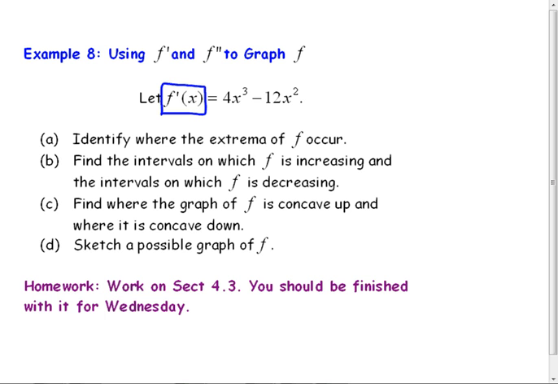So this is clearly okay everywhere. There's no places where it's undefined. Let's find out where the zeros are. What can I factor out of these two? More. 4x squared. And I'm left with x minus 3.